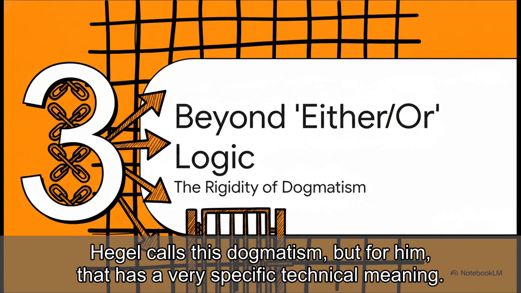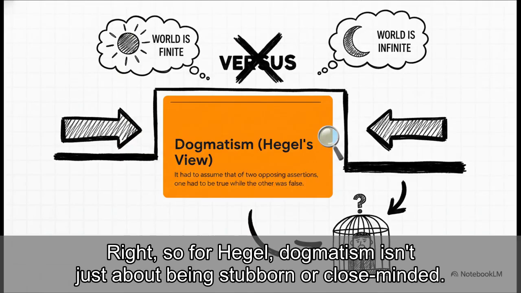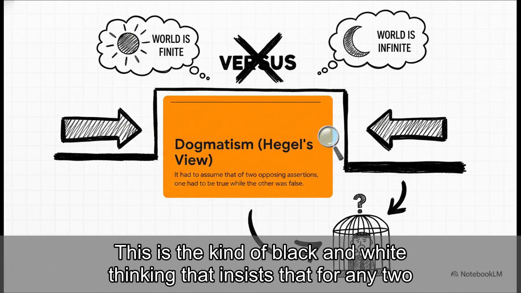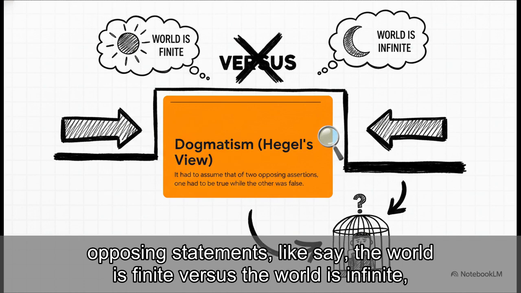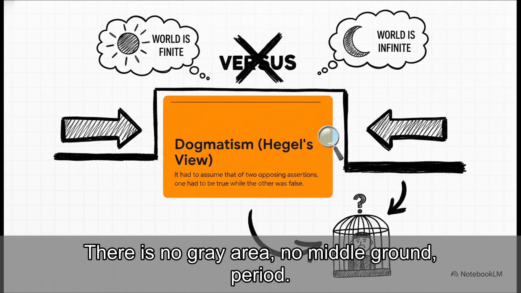Hegel calls this dogmatism. But for him, that has a very specific technical meaning. Right, so for Hegel, dogmatism isn't just about being stubborn or closed-minded. It's about being trapped by the either-or logic of what he calls the understanding. This is the kind of black and white thinking that insists that for any two opposing statements, like say, the world is finite versus the world is infinite, one of them absolutely has to be true, and the other absolutely has to be false. There is no gray area, no middle ground, period.